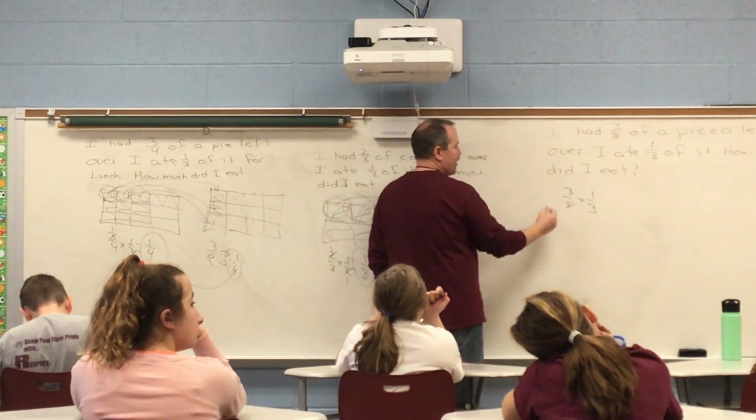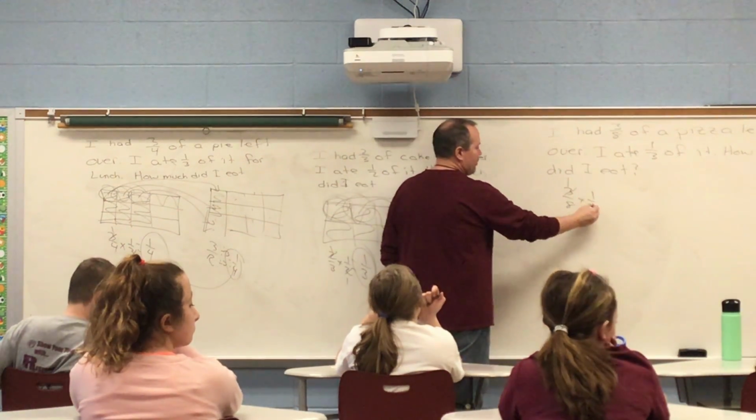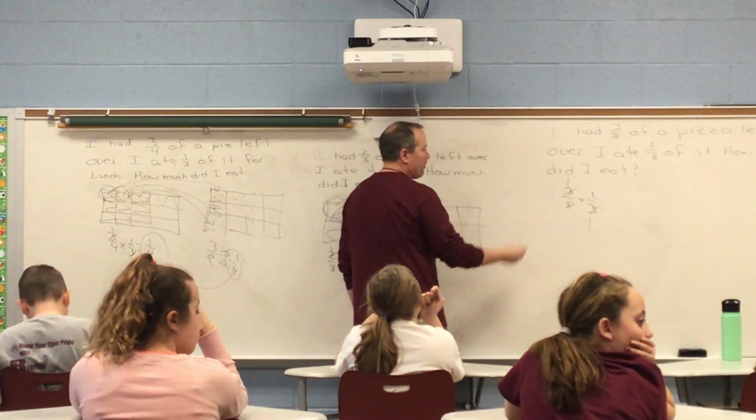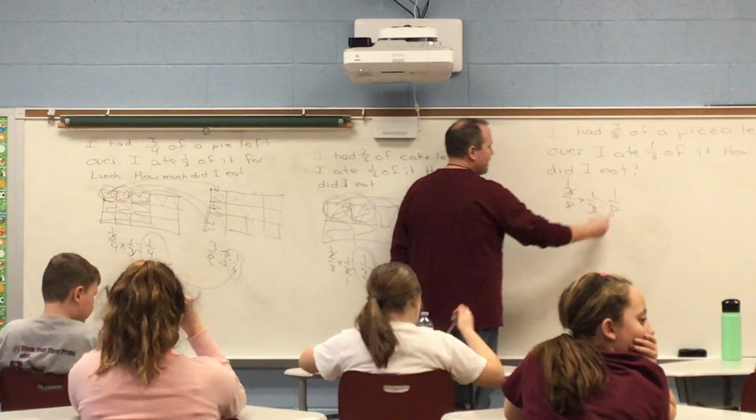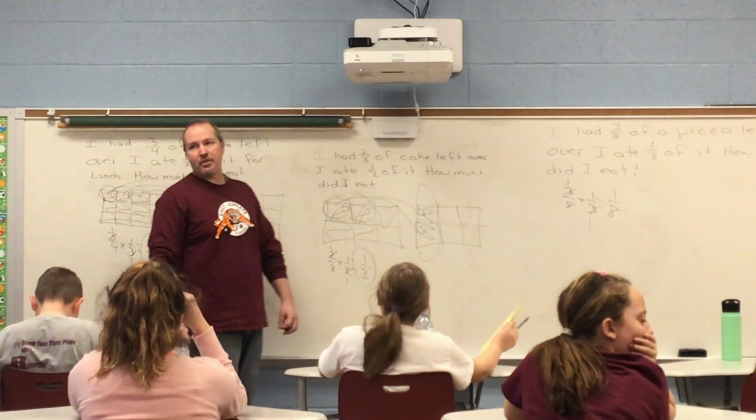Once again, the 3 and the 3 divided both by 3. 3 divided by 3 is 1. 3 divided by 3 is 1. Now I multiply top times top is 1. Bottom times bottom is 8. And I would have eaten 1/8 of the pizza.